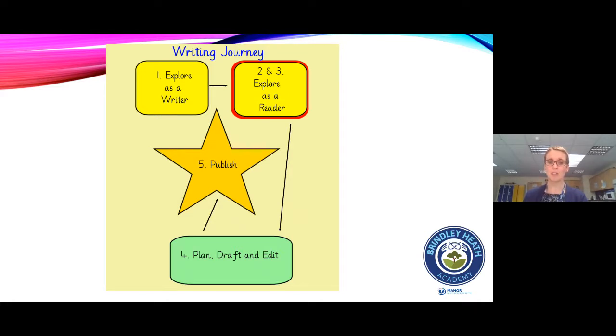So looking at our writing journey, yesterday we explored as a writer, thinking about the structure and the language of writing. Today and tomorrow, our lessons 2 and 3 this week, we'll be looking at exploring as a reader and responding as a reader to a text.